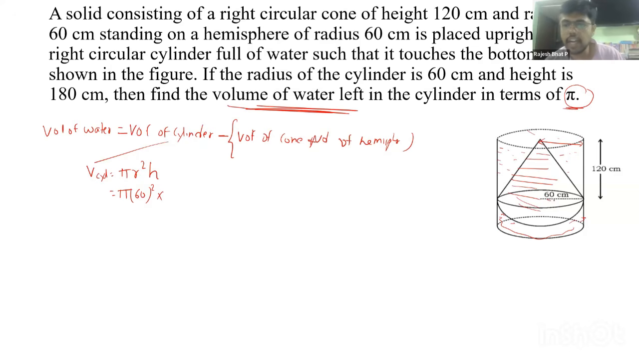What is the height of cylinder? It is not given. How do you find it? From here to here it is 120. Then from here to here it is how much? I explained you already. If this is 60, this also will be 60. So it is 180. So now pi into 60 square, how much? 3600. You have forgotten most of you. If you don't know, do it again. Okay? And 180. So now just multiply 36 into 18.